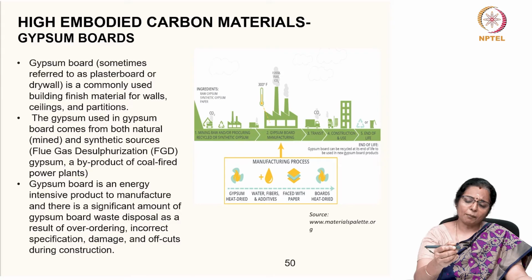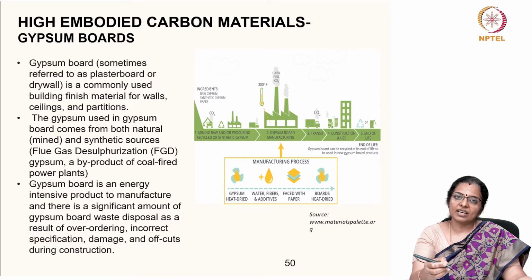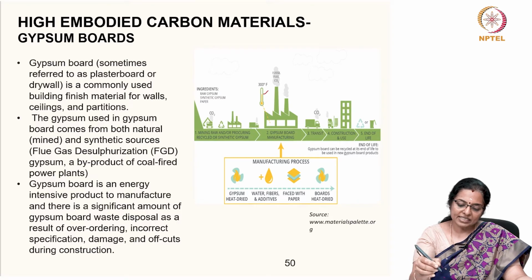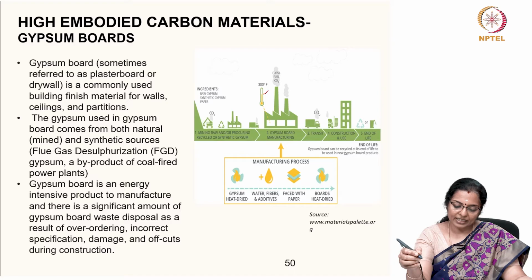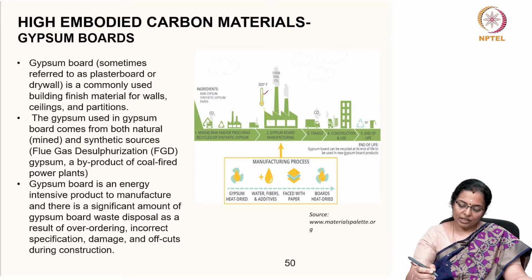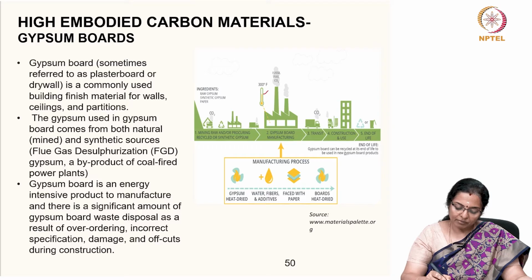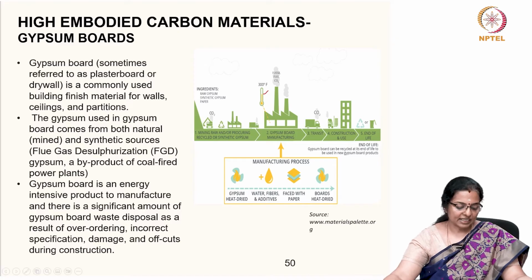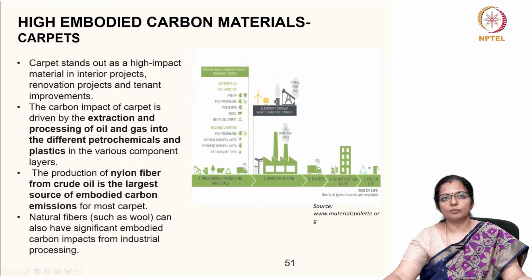So, compared to cement, where clinker has to get heated to 2000 degrees centigrade, and steel, where the furnace is heated to 1300 degrees centigrade, gypsum is heated to 300 degrees Fahrenheit, and it involves the process where gypsum is heat dried, plus water, fibers and additives faced with paper, and the boards get heat dried, resulting in a product which is high in carbon. It is a carbon intense product.